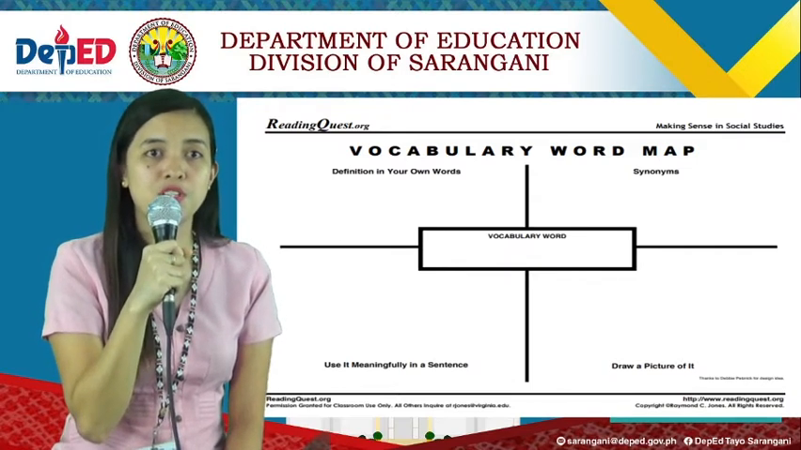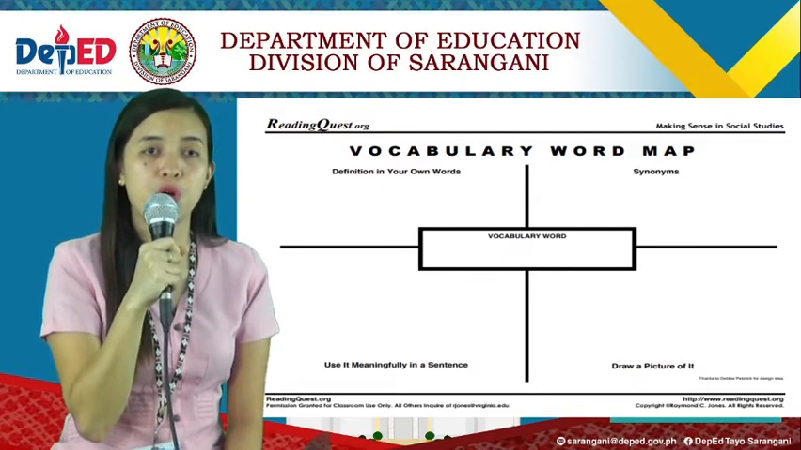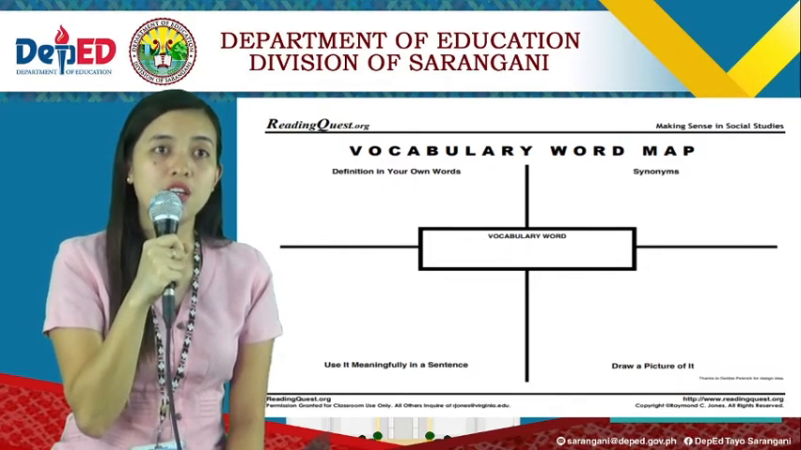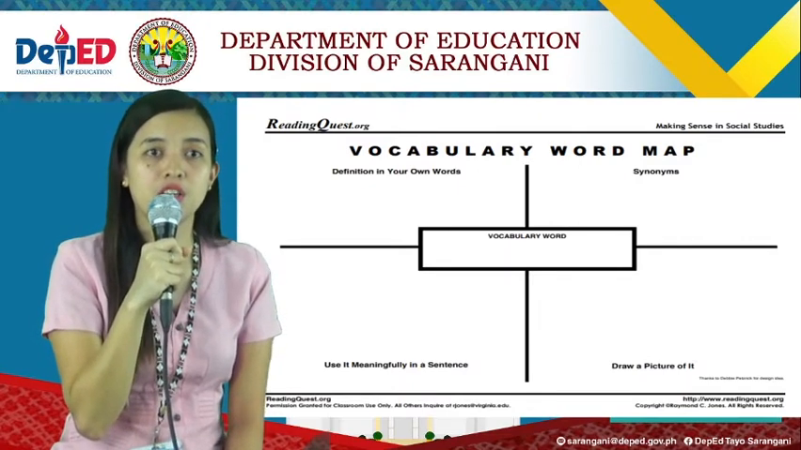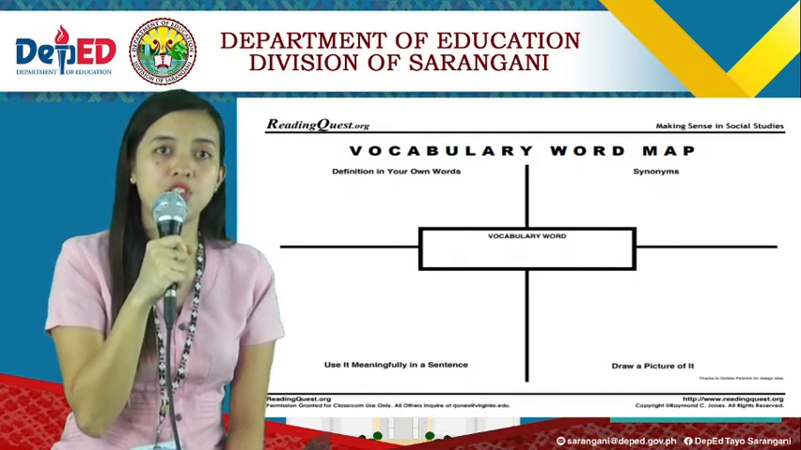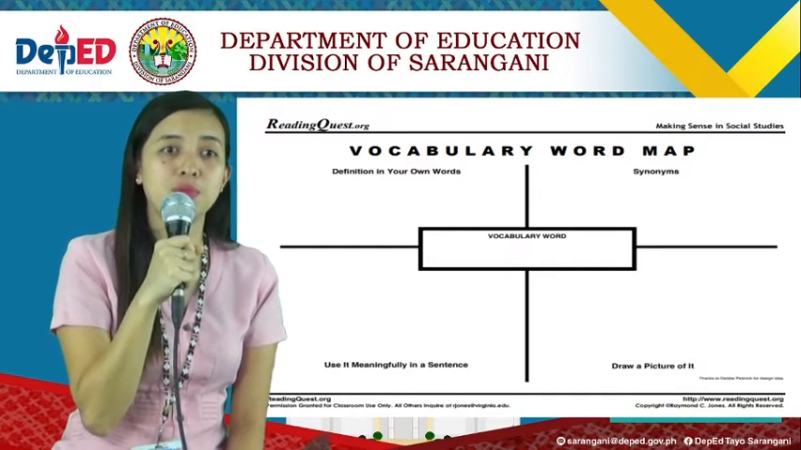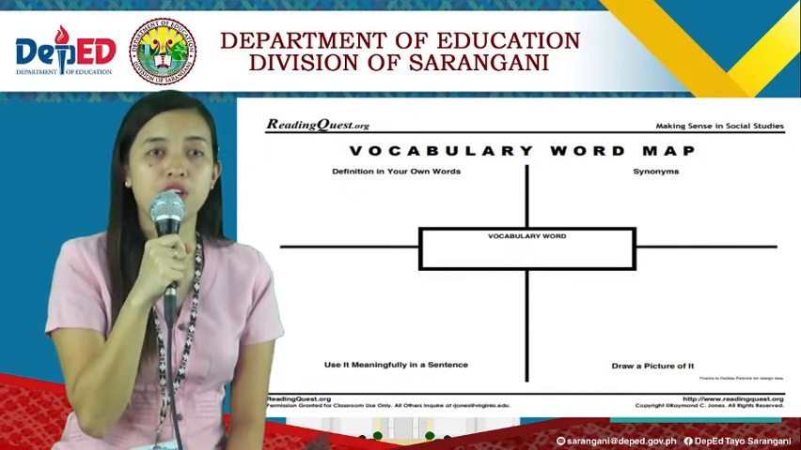So in the center, we have this vocabulary word, or the target word that we would like to introduce to our learners. It is divided into 4 quadrants. In the first quadrant, we have the definition of the word using their own words, of course. In the second quadrant, we have synonyms. Children are asked to provide words with similar meaning. In the third quadrant, we have use it in a meaningful sentence. And for the last one, draw a picture of it. So from this activity, we were able to develop the vocabulary skills of our learners.